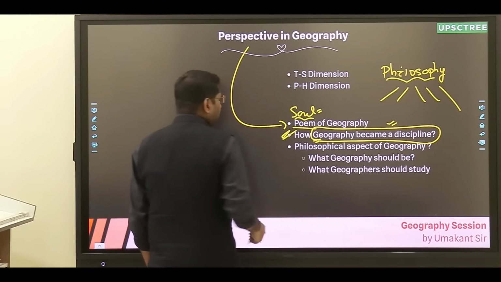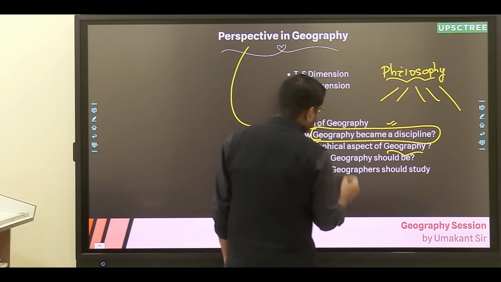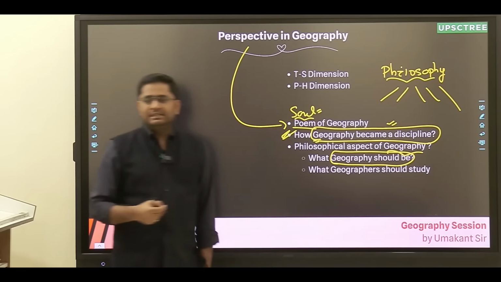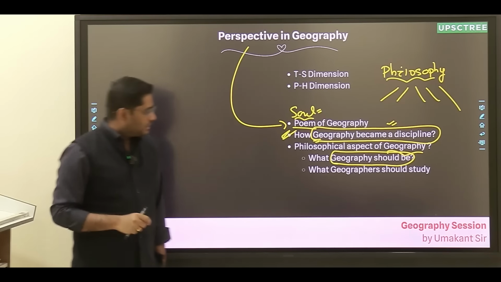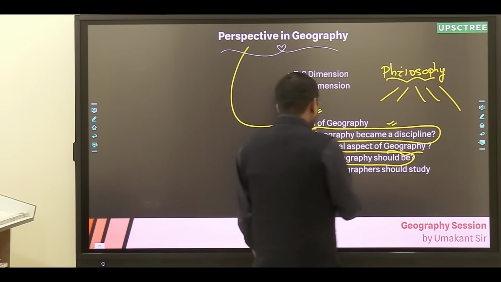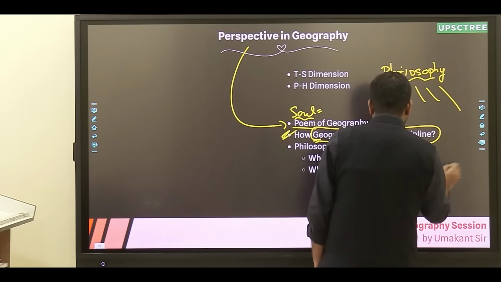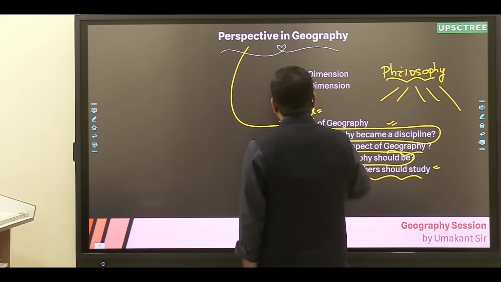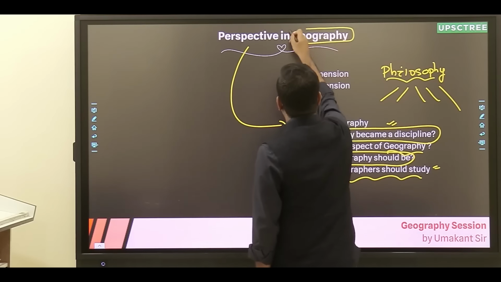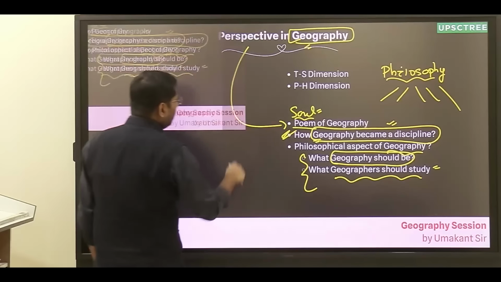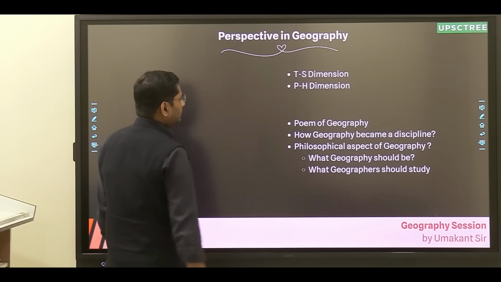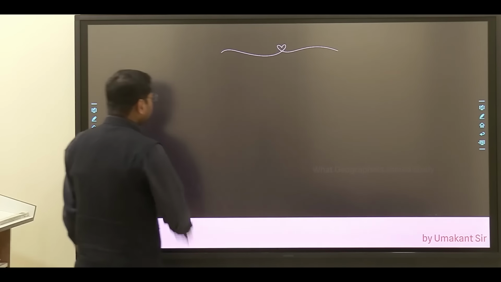Then the philosophical aspect of geography, that means what geography should be, what a geographer should do, what the primary concern of a geographer should be. That is what perspective is all about. Apart from that, what the geographers should study, that means what exactly is geography. When we call it geography, what exactly is geography? That is what perspective is all about, and a lot of debate and discussion will be there around it.